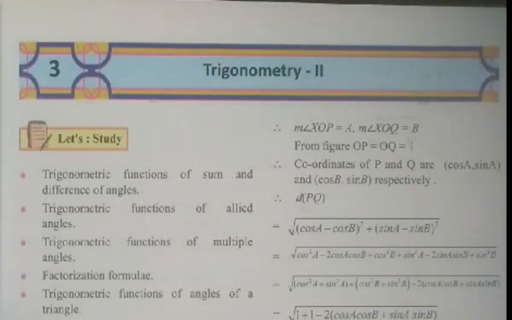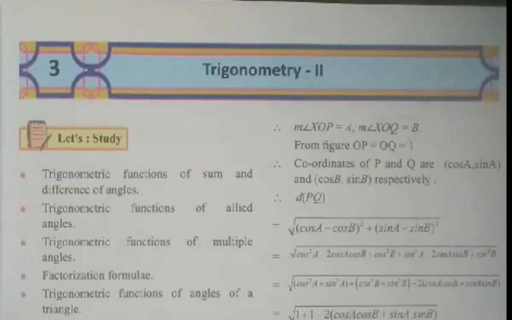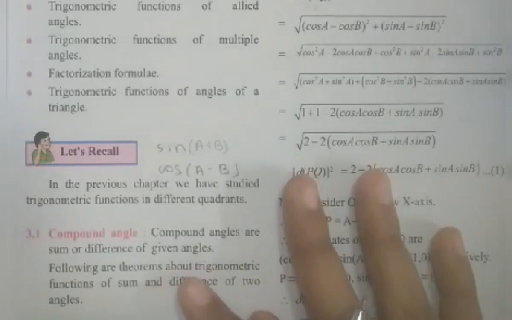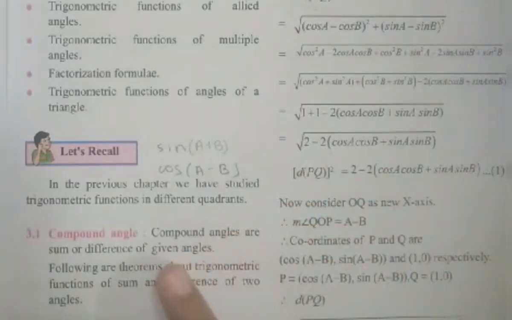So today we are going to learn the third chapter of FYJC or class 11 Maharashtra board mathematics, which is trigonometry 2. So the first concept is of compound angle. This is a new concept. So what are compound angles? Compound angles are sum or difference of given angles.